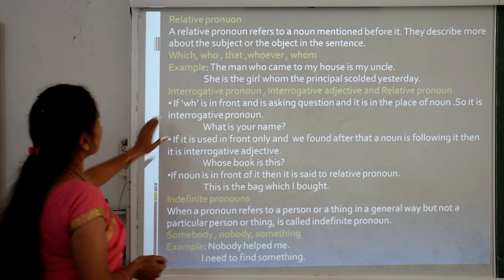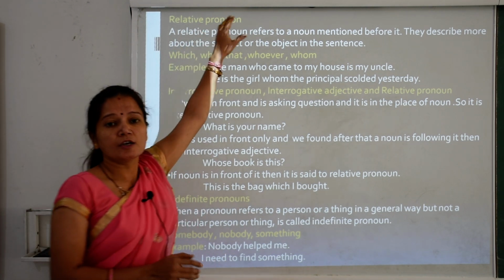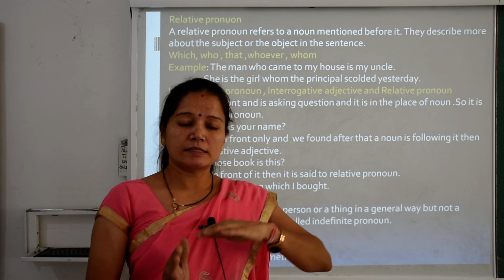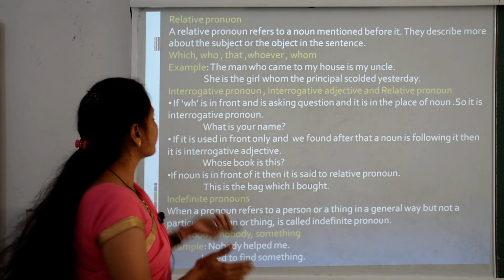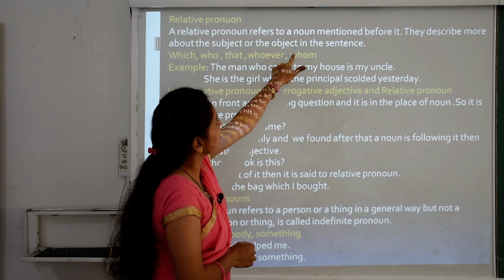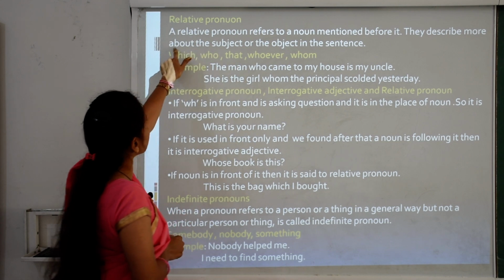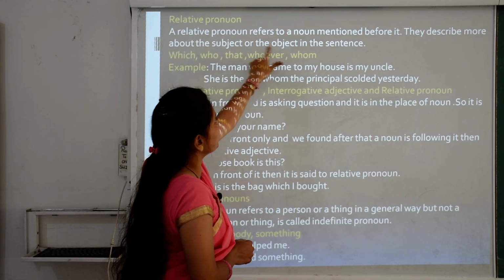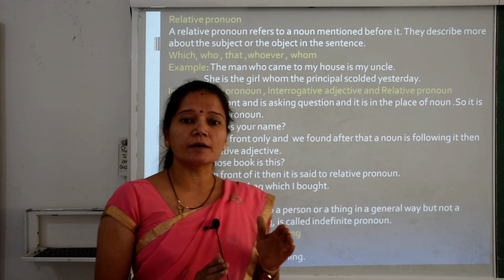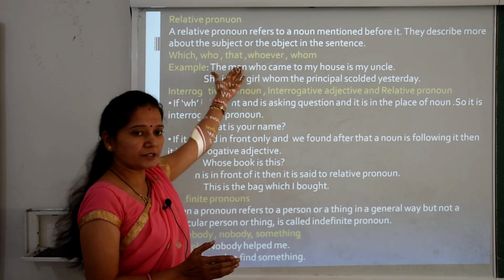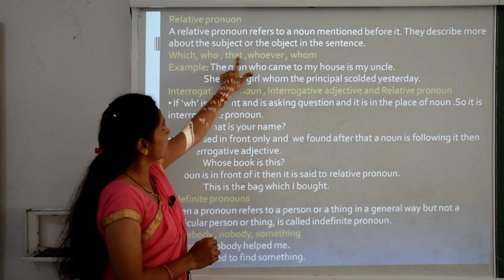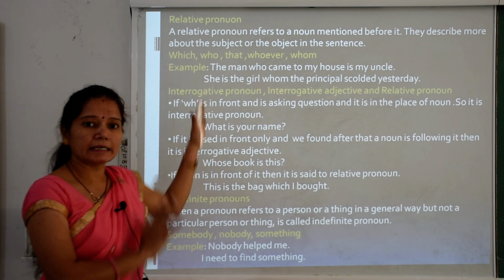Now let's move to the next, and that is the relative pronoun. Okay, so what are the uses of a relative pronoun? A relative pronoun is the same as the interrogative pronoun. Okay. Now let's read the definition. A relative pronoun refers to a noun mentioned before it that describes more about the subject or the object in the sentence. Okay, so the relative pronoun, what is its work? It describes the subject or object in the sentence. Okay, so which, who, that, whoever, whom are all called relative pronouns.